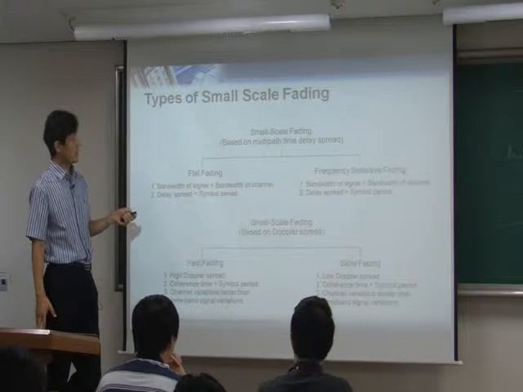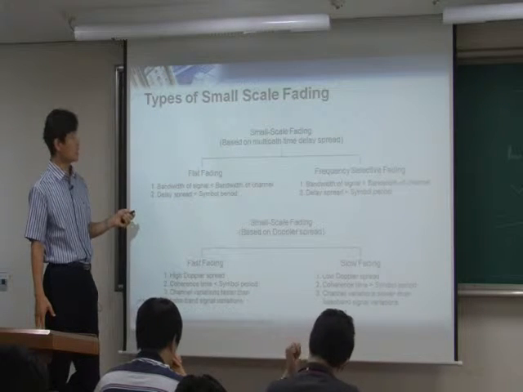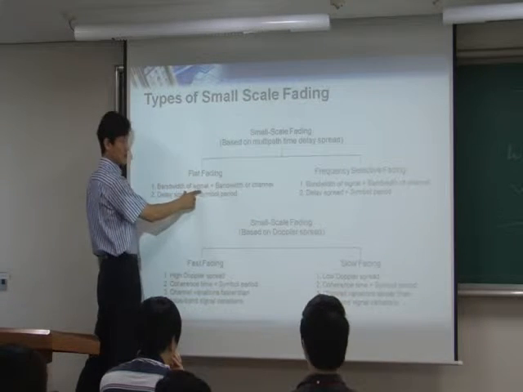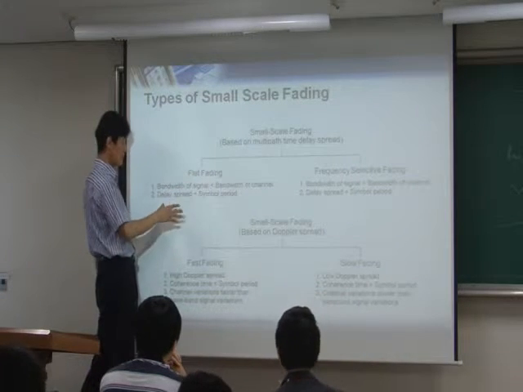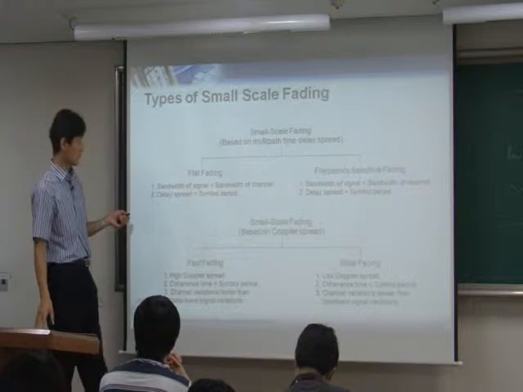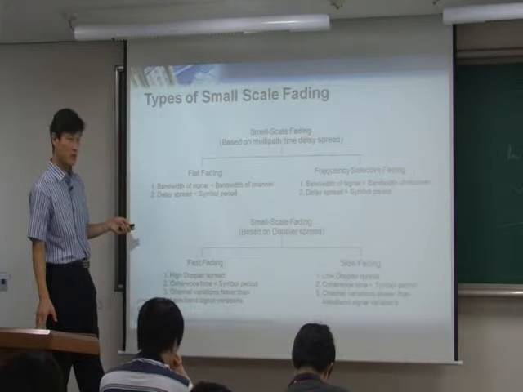We looked at flat fading and frequency selective fading just now. What was the case of flat fading? The bandwidth of the signal is less than the bandwidth of the channel. In other words, delay spread is less than symbol period. That was flat fading, right?